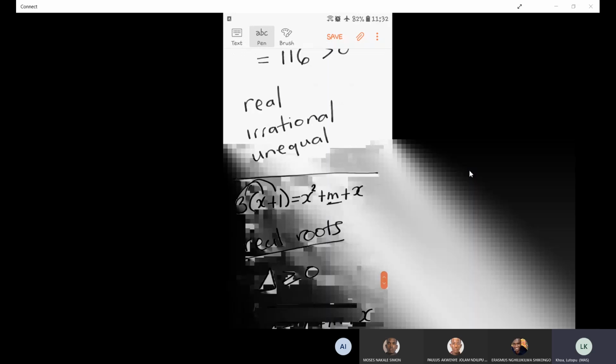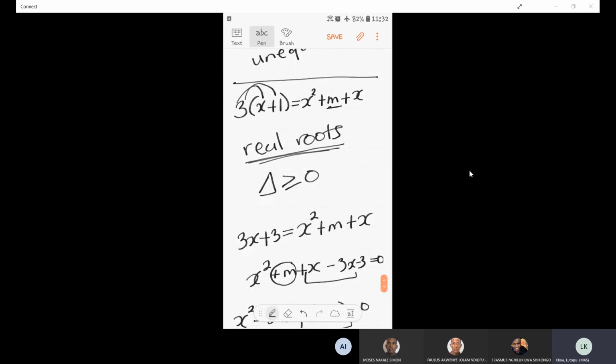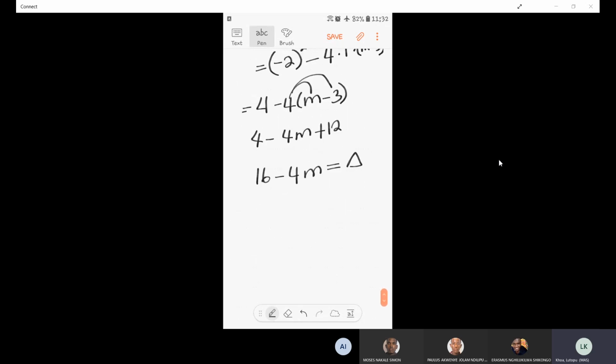But then you need to remember at the beginning we said we want real roots, and to have real roots our discriminant must be greater than or equal to 0. So now that I have my discriminant here in terms of m, I will say 16 minus 4m is greater than or equal to 0, because that's what it means when your roots are real. Then we solve this inequality. Remember, we've done inequalities, so you can add 4m on both sides. You have 16 is greater than or equal to 4m, and then you can divide by 4 on both sides.